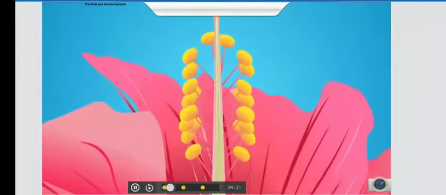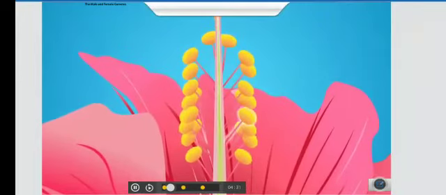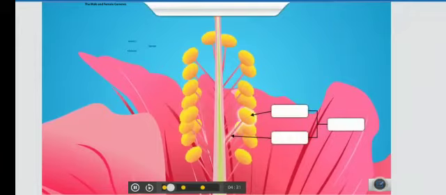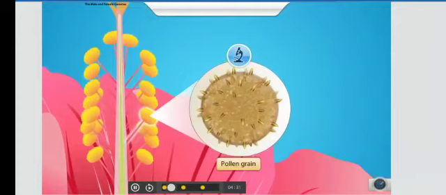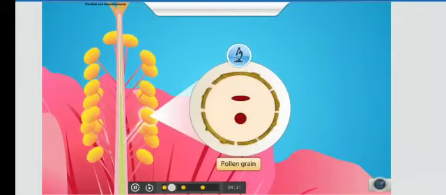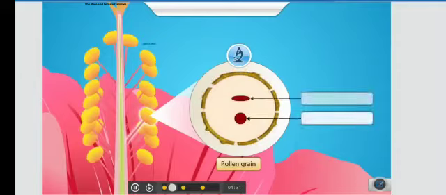Now, let's look at the role of flowers in reproduction. In a flower, the anther produces pollen grains that contain the male gamete. Inside each mature pollen grain are two nuclei, the tube nucleus and the generative nucleus. These nuclei participate in the reproduction process.